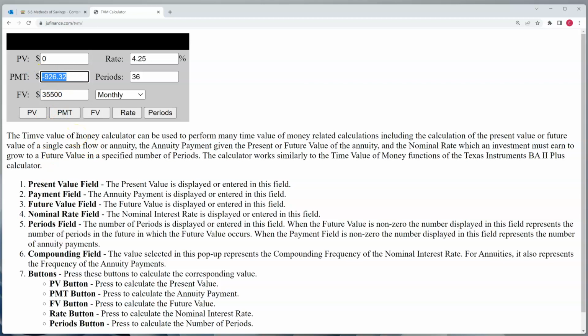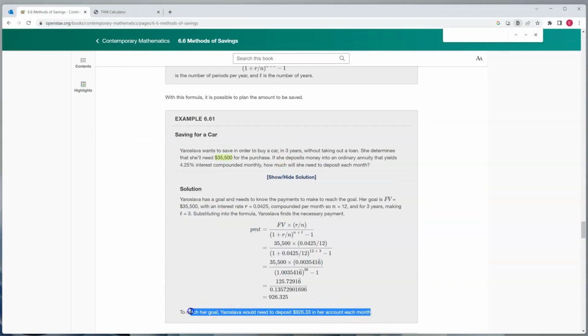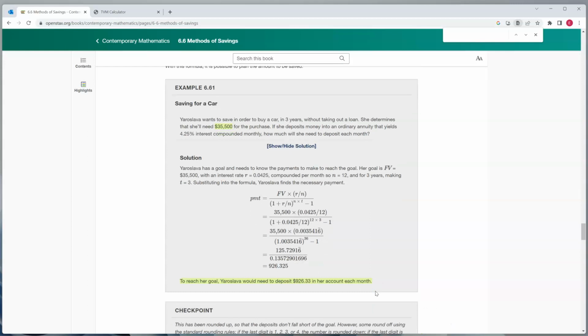So in order to have $35,500 in 3 years, compounded monthly at 4.25%, she's going to have to deposit $926.32 into an account and not touch it. Every month and not touch it. Right? And so if we look, that's what they get here. So in order to reach her goal, she is going to have to deposit that amount every month and make sure that she doesn't touch it. If she does, it kind of resets the clock a little and adjusts the goal.